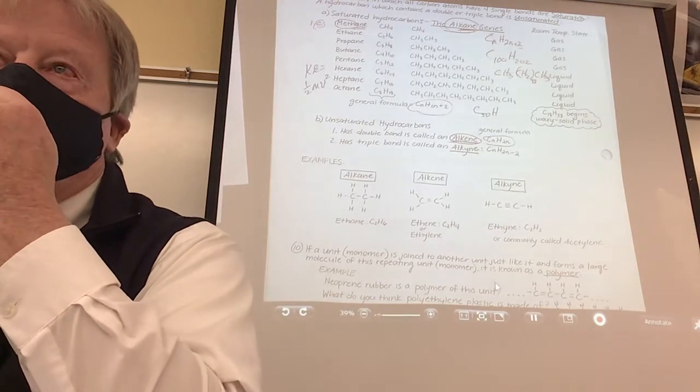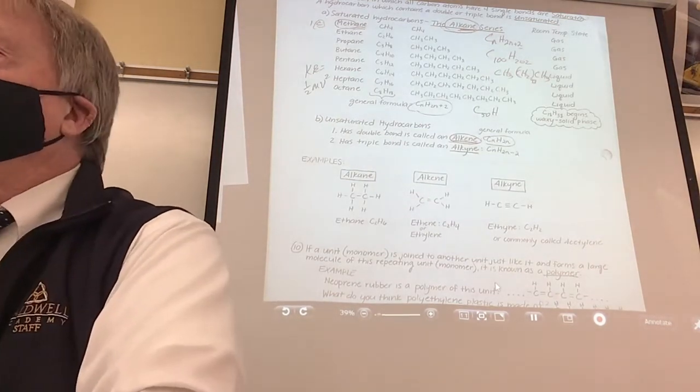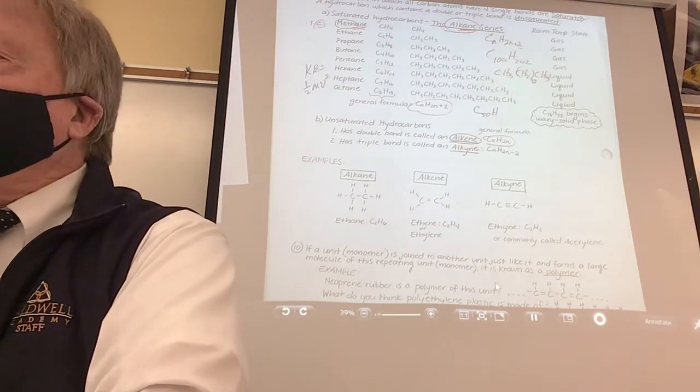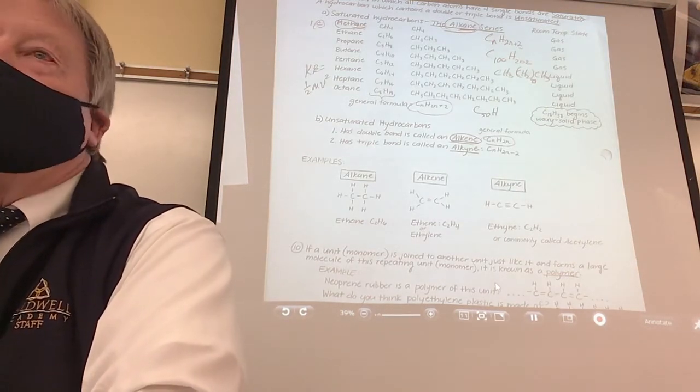Okay, now let's make propene. See if anybody's ahead of me. No, they're not ahead of me. All right. Let's make propene. Just one double bond.